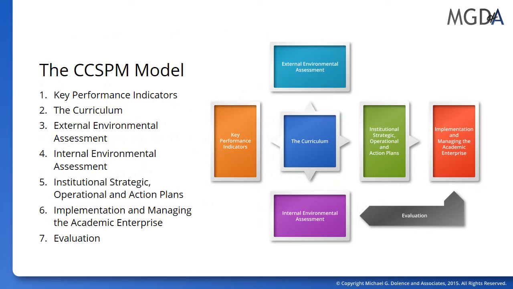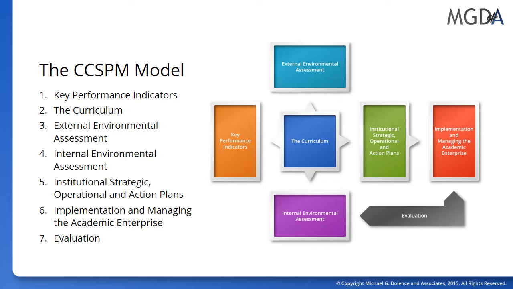The CCSPM is composed of 7 basic elements. The first element is composed of key performance indicators. The second focuses upon the curriculum and occupies the center of the model. The third element involves the systematic assessment of the external environment. The fourth is the systematic assessment and development of the organization. The fifth element in the CCSPM is the cluster of formal institutional, strategic, operational, and action planning processes.